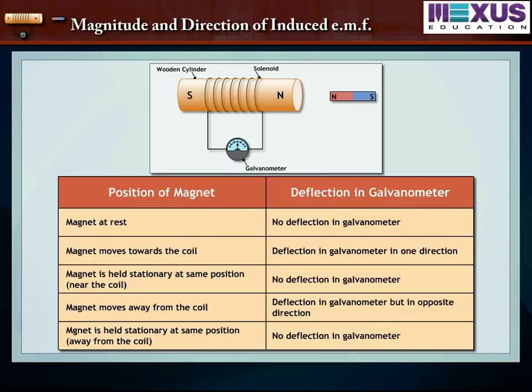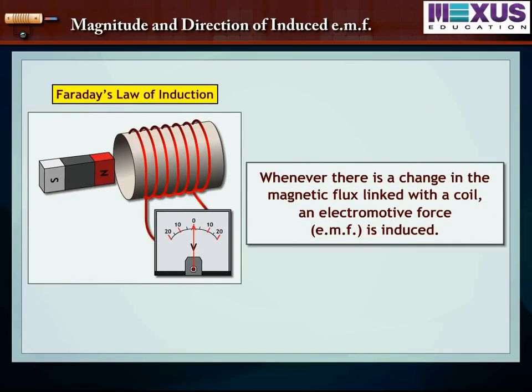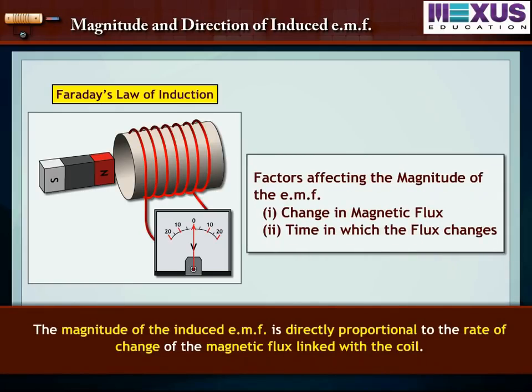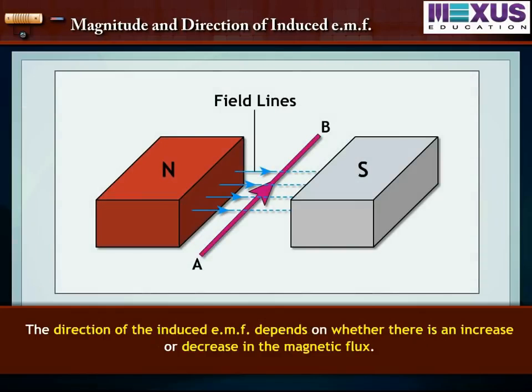Based on his experiment, Faraday formulated two laws of electromagnetic induction. Whenever there is a change in the magnetic flux linked with a coil, an electromotive force is induced. The magnitude of the induced EMF is directly proportional to the rate of change of the magnetic flux linked with the coil. The direction of the induced EMF depends on whether there is an increase or decrease in the magnetic flux.